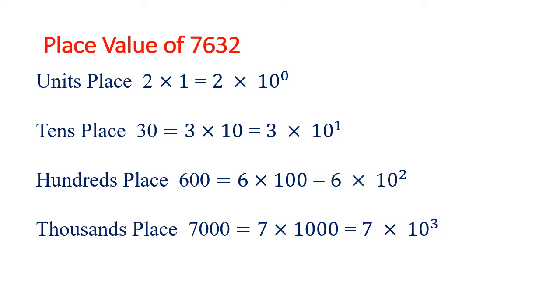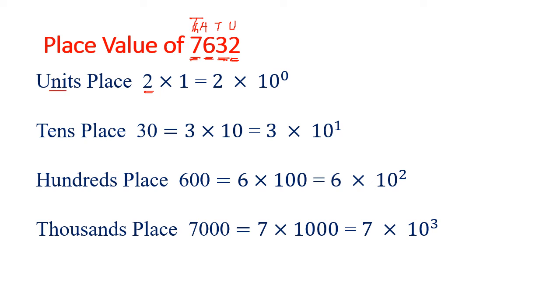Now, we'll go to place value. This you have done in the earlier classes. 2 is in the units place, 3 is in the tens place, 6 is in the hundreds place, and 7 is in the thousands place. This is the thousands place, this is the hundreds place, this is the tens place, and this is the units or ones place. Now, how do we read this number? This number is 7632. So the units place is 2.